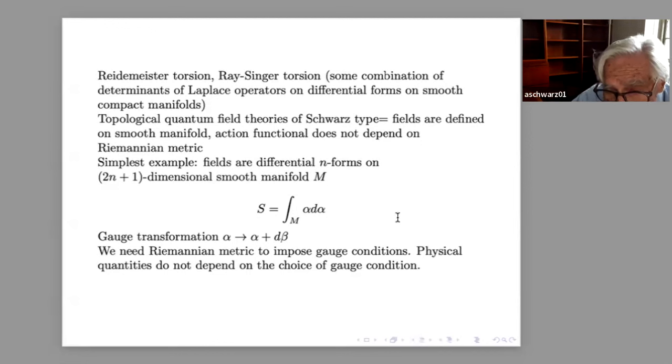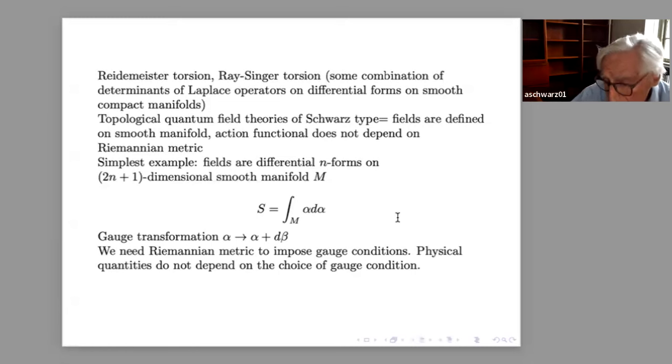But if you would like to calculate something with this action functional, you should take into account that you have gauge invariance, and you need a Riemannian metric or something else to impose gauge conditions. But physical quantities do not depend on the choice of gauge condition or Riemannian metric, and so they should be invariants of the smooth manifold. But this is the main idea. It is sufficient to consider a three-dimensional manifold, n equal to 1.